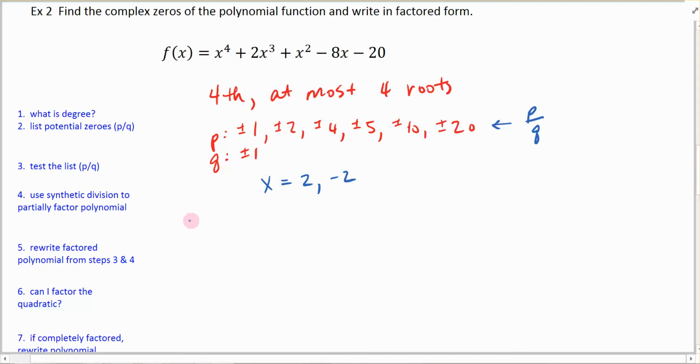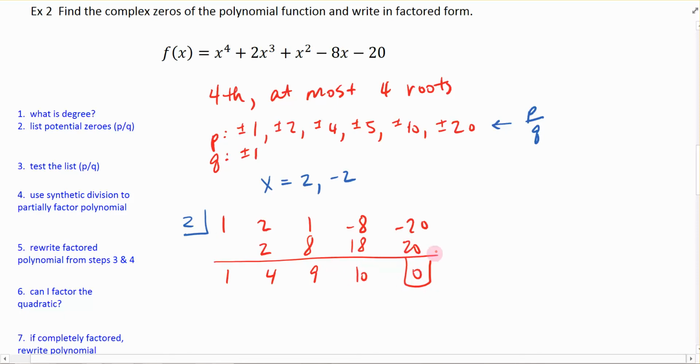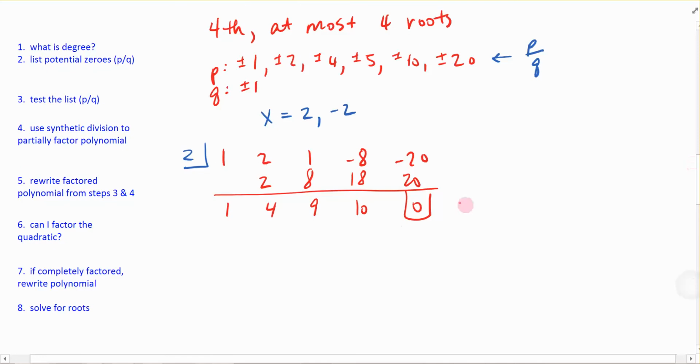So let's just do +2. And I'm going to bring down the coefficients that I have going on right here. I have 1, 2, 1, -8, and -20. So when I multiply and add, oops, that's not right. I need to bring the 1 down. So 2 times 1 is 2, add, and I get 4. Multiply, 8, add, and I get 9. Multiply, 18, add, and I get 10. Multiply, and I get 20, add, and I get 0. So that is my x cubed function, but I have to do it one more time.